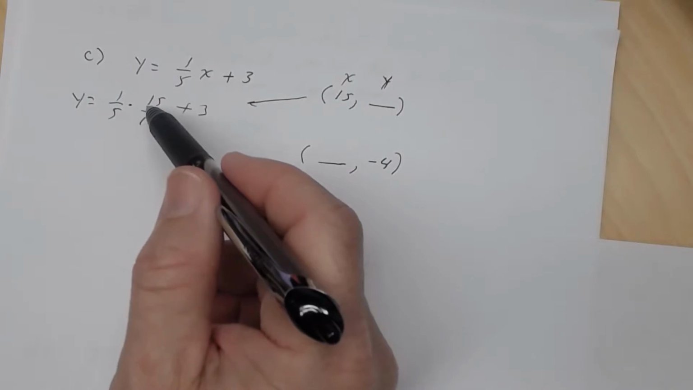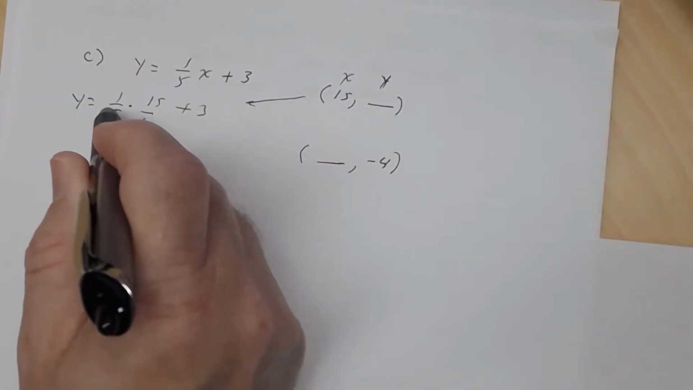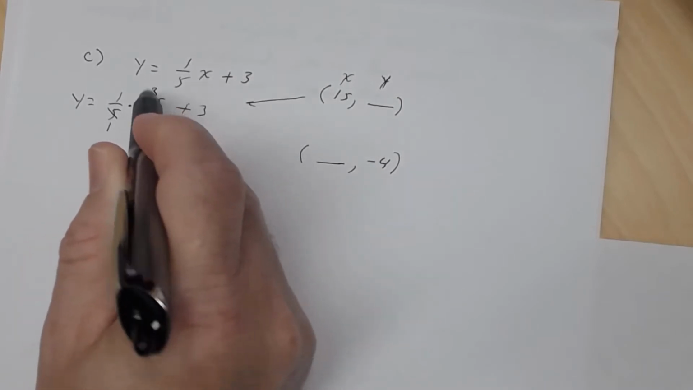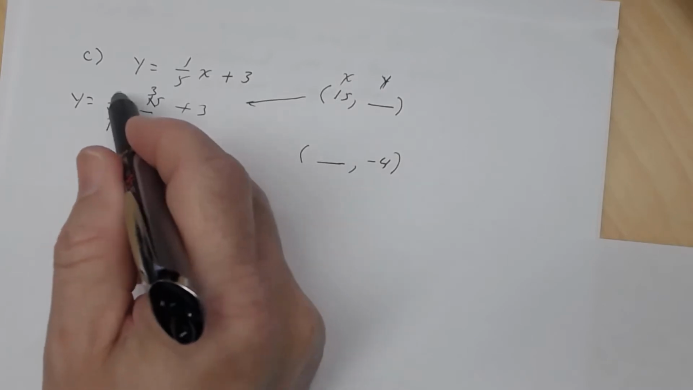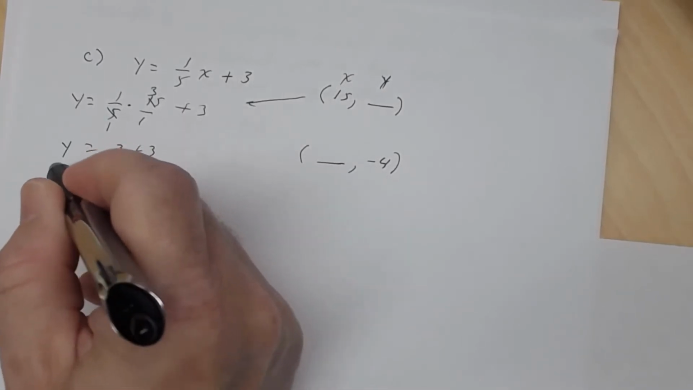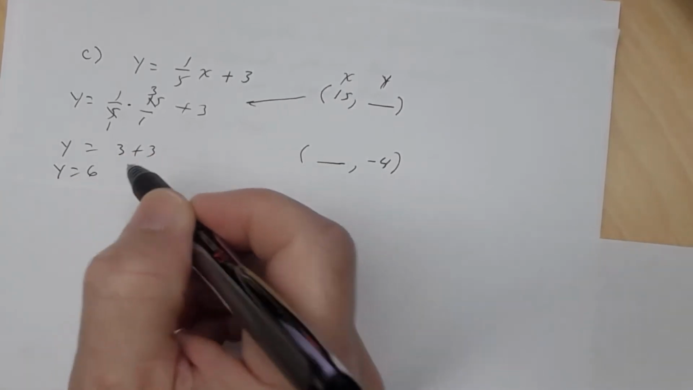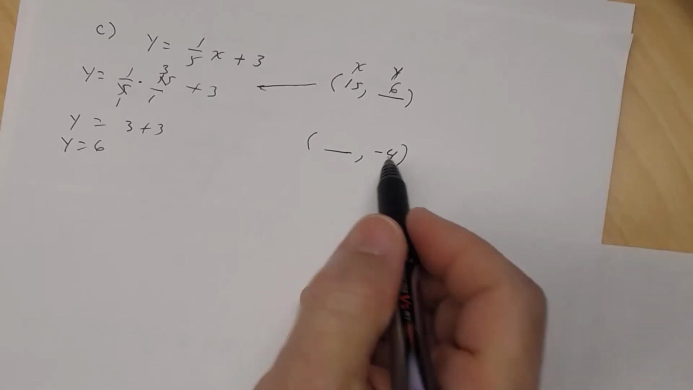But you really need to remember how to use some skills that you learned in a previous course. One of the things you learned is to reduce before you multiply. So 5 into 5 is 1, 5 into 15 is 3, and 1 over 1 is 1, times 3 over 1 is 3, 1 times 3 is 3. So I get 3 plus 3, and so that means that y equals 6. All right, so it goes here.